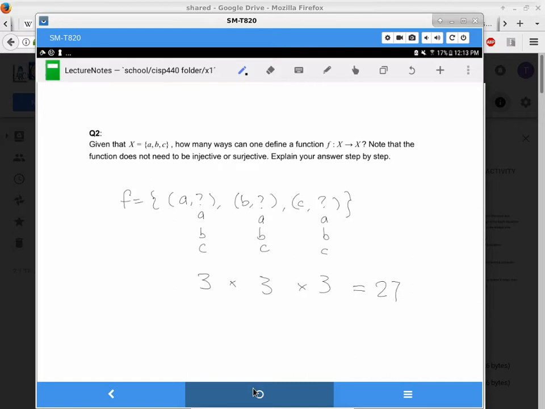So I think I'm going to get answers like 3, 6, 9, and 27. I think those are the possible answers that I'm going to get. The 6 is because of 3 factorial. Okay. So is that okay so far with this one? Okay. So let's move on.